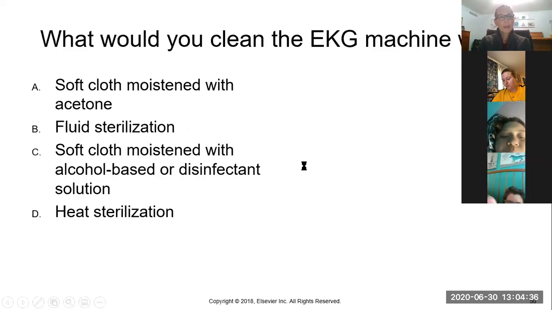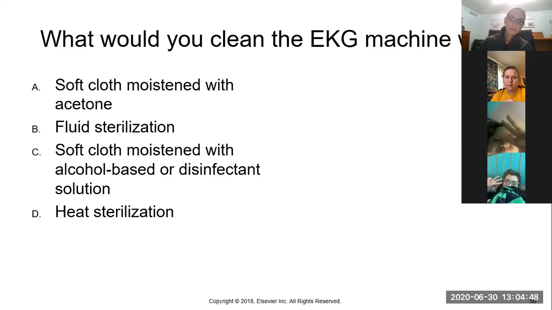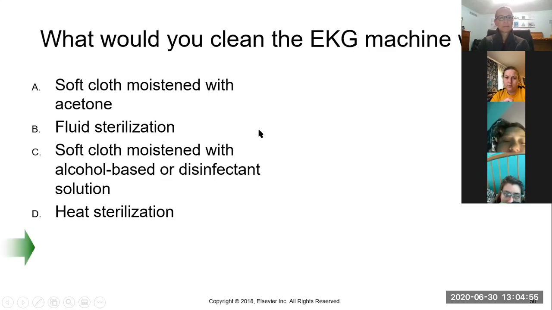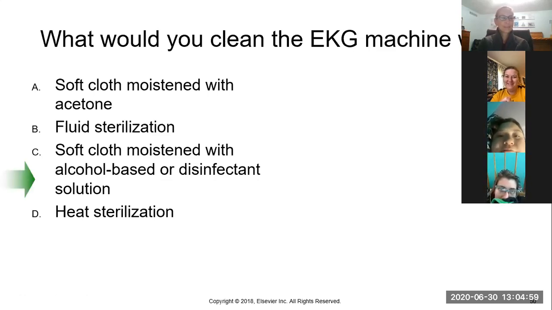All right. Now, what should you clean the machine with? We've had this one before. Good. All right. So we don't want to put acetone on it. Isn't that nail polish remover? Okay, yes. So soft cloth moistened with alcohol-based or disinfectant solution.